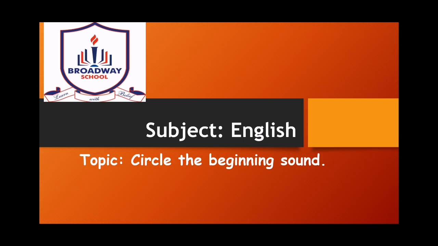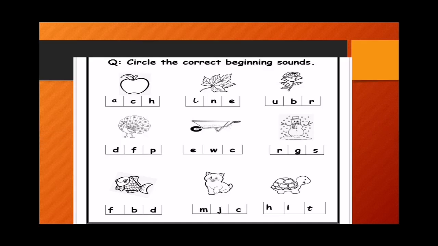Okay students, today we are going to do the English lesson, circle the beginning sound. Here you can see some pictures are given and under each picture some alphabets are written. What we are going to do is recognize the picture and then circle the correct beginning sound of that picture, okay? The question is: circle the correct beginning sounds.